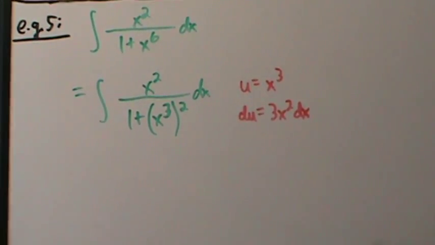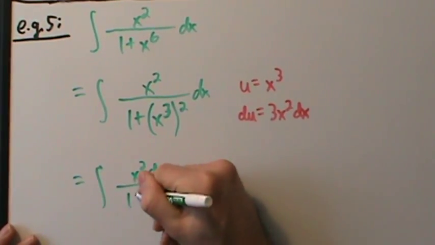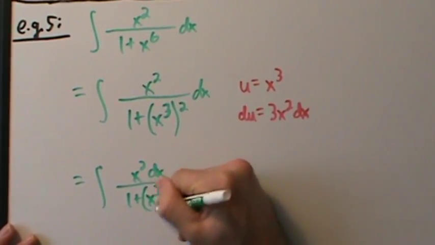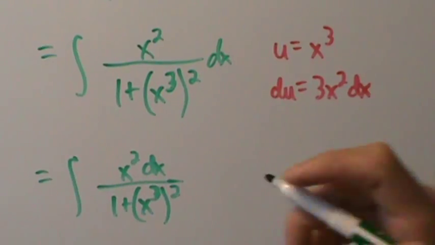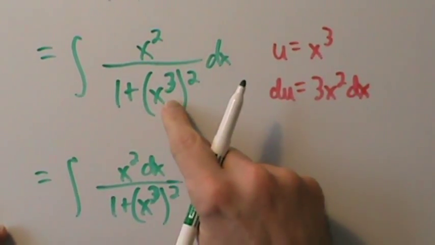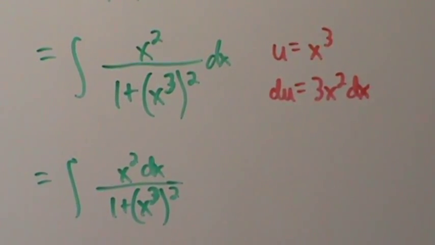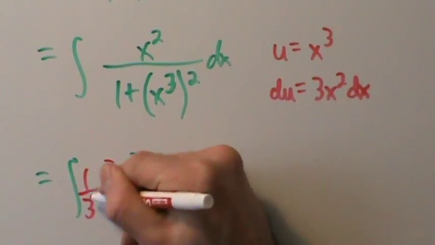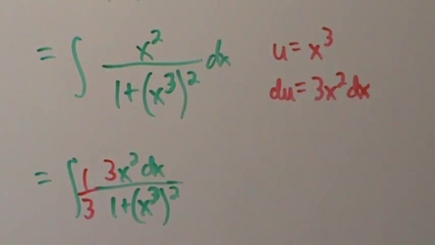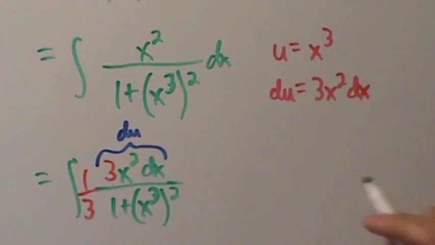So let's go ahead and rewrite this now. This is going to be the integral of x squared dx, and then on the bottom we have 1 plus x to the 3rd, squared. So we'll zoom in on all that. This is x to the 3rd and then squared, just like we have over here. Now du is 3x squared dx. We don't have 3x squared dx, we have x squared dx. So let me toss in a 3, and if I do that, I have to multiply by a third to make that okay. Now what happens? Well, that's great, because now 3x squared dx, that is du.